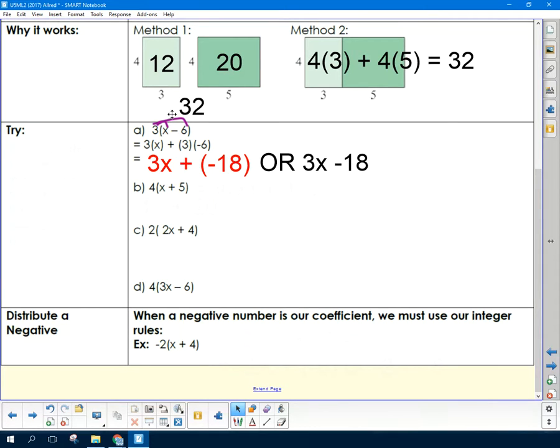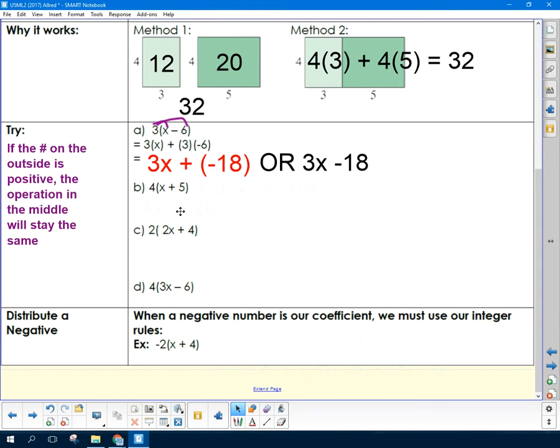So I distributed that 3. 3 times x is 3x. 3 times 6 is 18. I knew that subtraction sign in the middle would stay because if the number on the outside of the parentheses is positive, the operation in the middle will always stay the same.